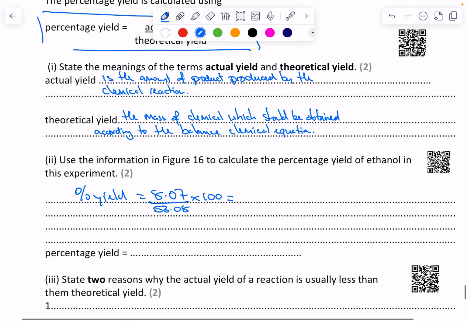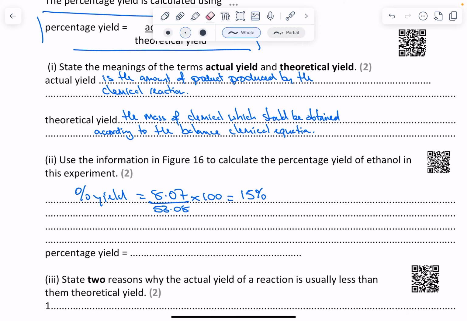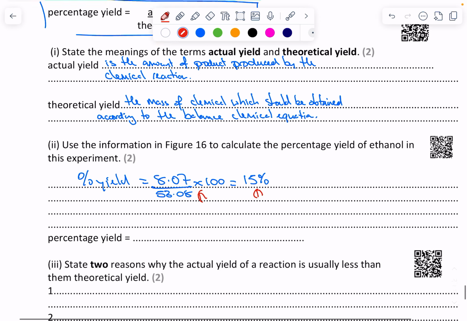Let me work that out on my calculator. So it's 8.07 divided by 53.08, and I'm going to times the whole thing by 100. So here I'm getting an answer of 15%. Just check, does it want me to give it to any particular decimal places? It doesn't. There are 2 marks, so you are going to score 1 mark for getting these numbers in the right order, and then 1 mark here for getting your answer correct.